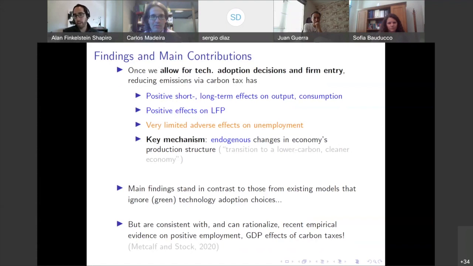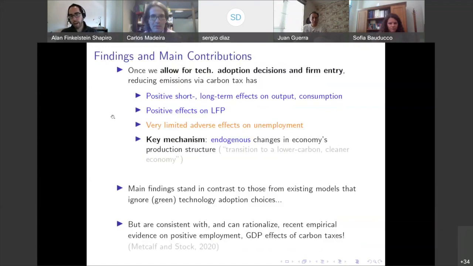Again, these findings stand in contrast with what we know from existing macro models that generally tend to ignore this margin of being able to, as a firm, choose to use a green technology, but are consistent with, or often a way to rationalize, why in empirical studies, you can think about British Columbia, but also Europe, you have positive employment and GDP effects from carbon taxes. And again, obviously, this is going to depend on how you calibrate the model, but at least for the US, you actually do see these positive effects.